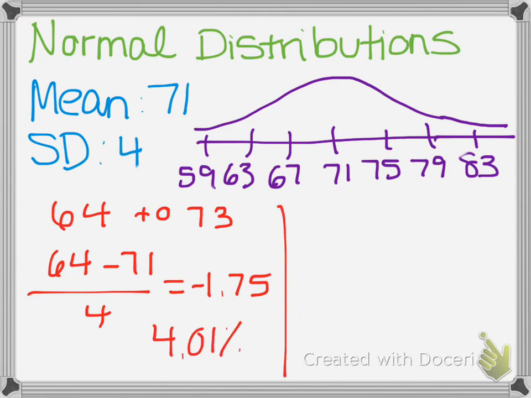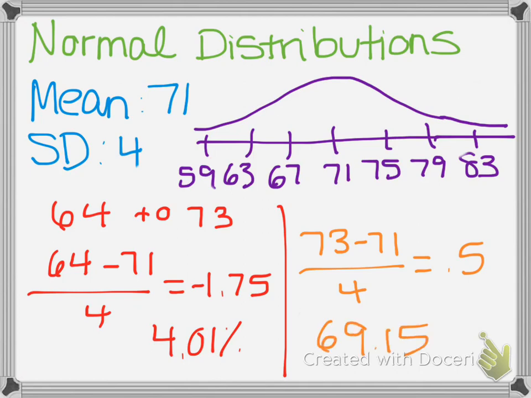Okay, now let's do the upper side. I'm going to have to do 73 minus 71 over 4. And when I do that, I'm going to get 0.5. And looking on the positive side now on my chart, I go to 0.5 and then just 1 over because it's 0.50, and I get 69.15.